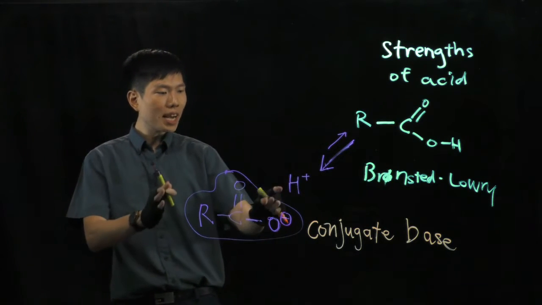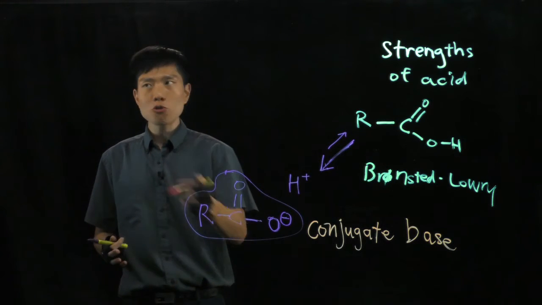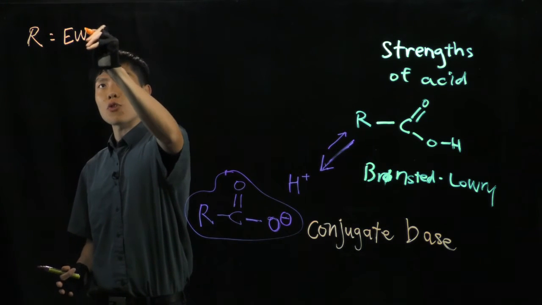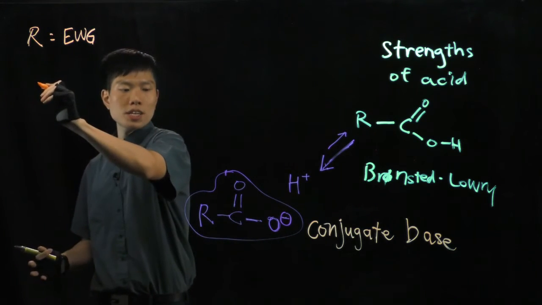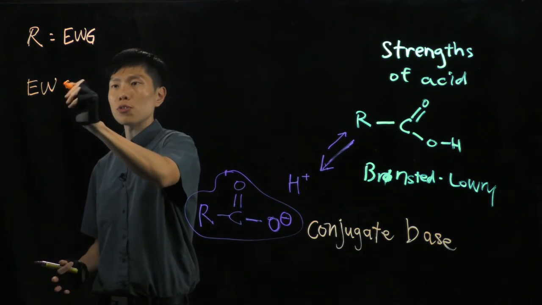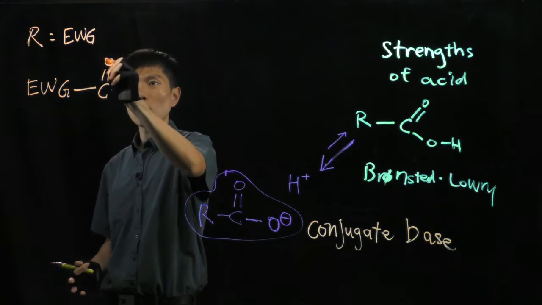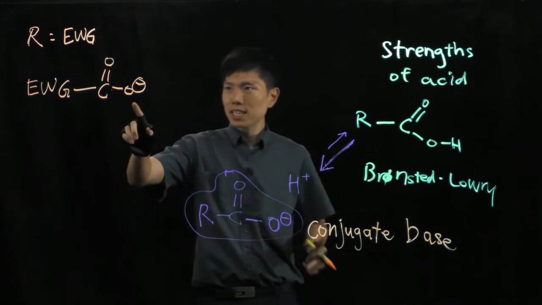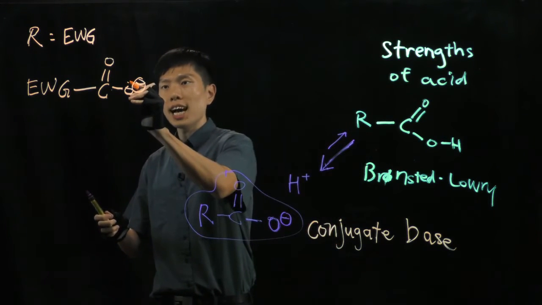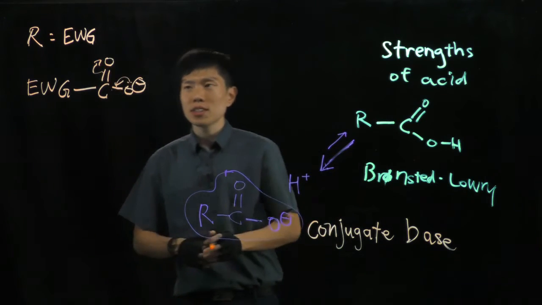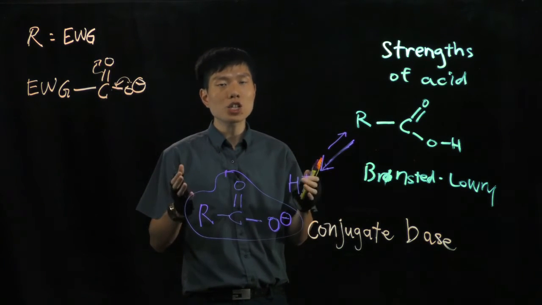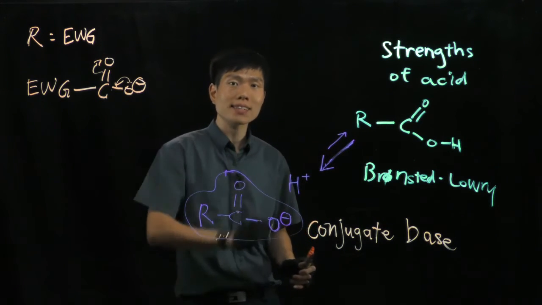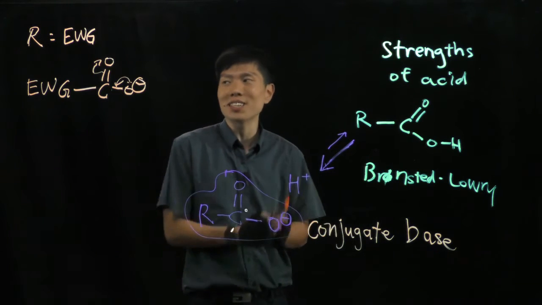Now, how could we stabilize this conjugate base? Let's say our group is electron withdrawing. So let me just put here an electron withdrawing group connected to COO minus. Now we know that this negative charge is here and it could be delocalized onto the other oxygen this way. The thing is, when you are able to disperse this negative charge, it's more spread out. That means this oxygen is less likely to pick up this proton and go back, because it's all spread out, it's not so concentrated.